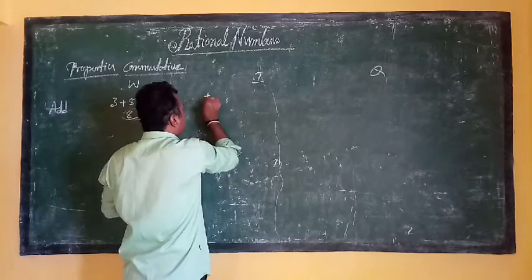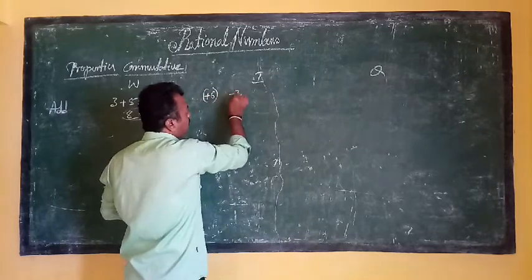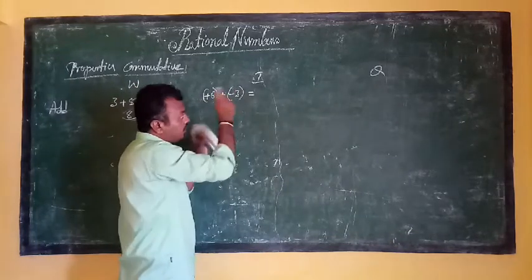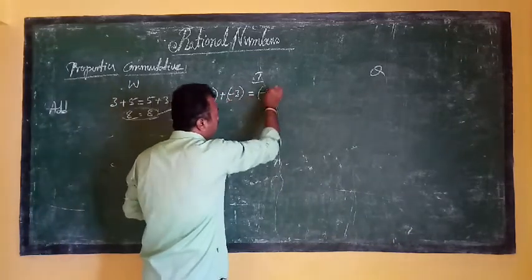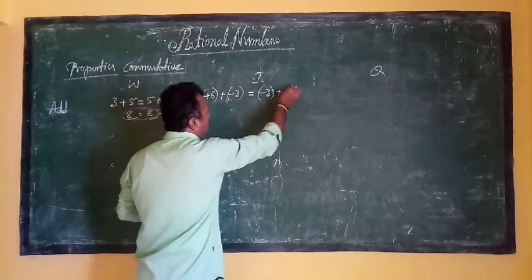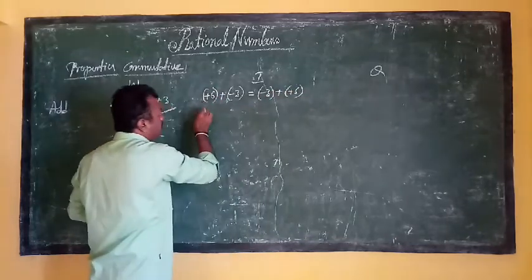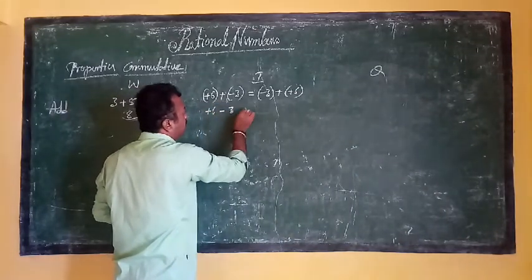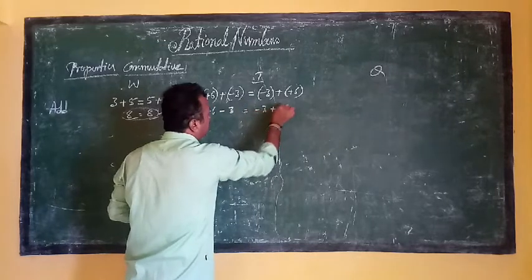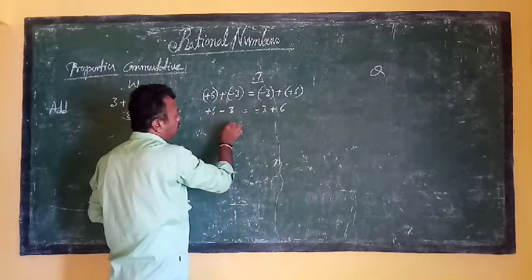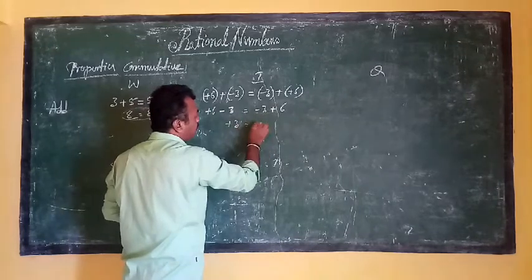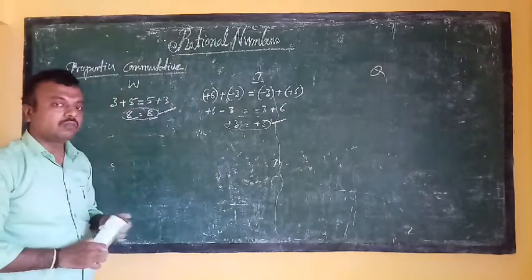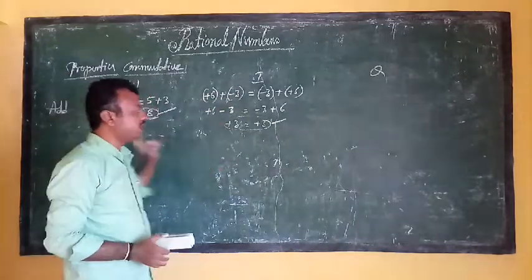Integers. Plus 6 is one of the integers, minus 3 is another integer. I will add them, then change the order. I write minus 3 first, and then plus 6 after. So plus 6 plus minus 3 is equal to minus 3 plus plus 6. Therefore, this is also satisfied under addition. So the commutative property of integers is satisfied under addition.